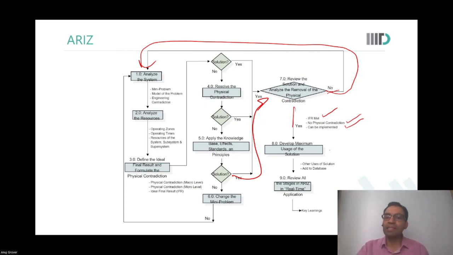Then you develop the maximum usage of the solution. Whatever solution you have arrived at, how can it be maximally utilized in the system? And then you review and you identify key learnings so that you can use them in the next problem solving experiment that you do. Any questions?